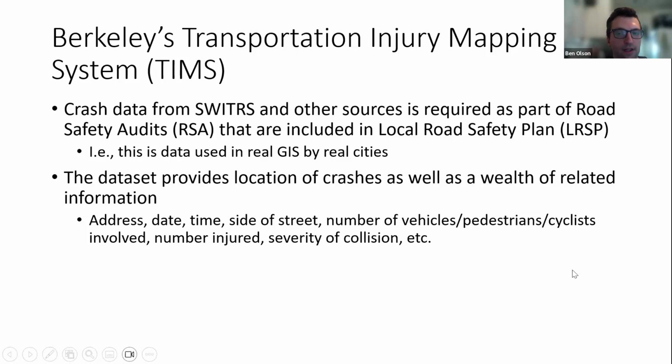You can think of it as a data set that provides the location of crashes in a general sense. And then the attribute table has a whole wealth of related information. There are a ton of additional fields in the attributes that include the address of the crash, the date and time of the crash, what side of the street it was on, the number of vehicles, pedestrians, and cyclists involved, the number of people injured, the severity of the collision, and a whole variety of other attributes that you'll be able to check out when you get into the platform in just a few minutes.